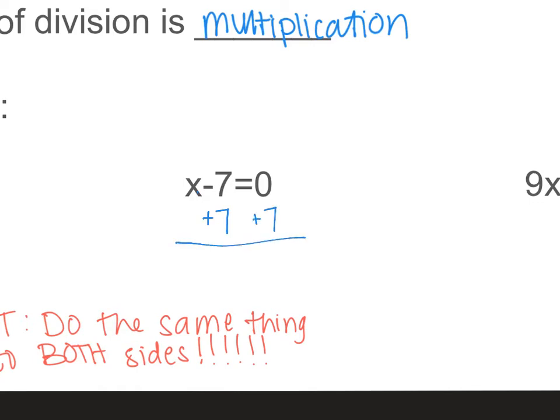And what do we get? Minus 7 plus 7 goes away. We have x equals 0 plus 7, which is 7. And remember, we did the same thing on both sides of that equal sign. We added 7 to both sides.